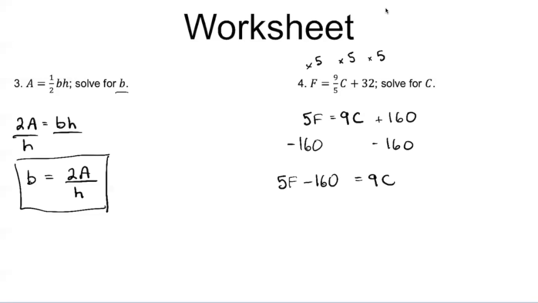And then I divide everything by 9, leaving me with c being isolated, and we have 5f minus 160 over 9. Now you could write that as 5 over 9 times f minus 160 over 9. That's fine as well. Either way, you're going to end up with fractions all over the place regardless.